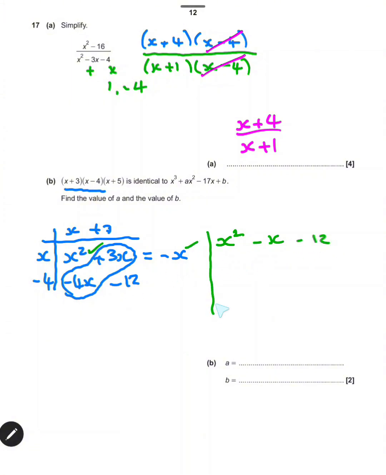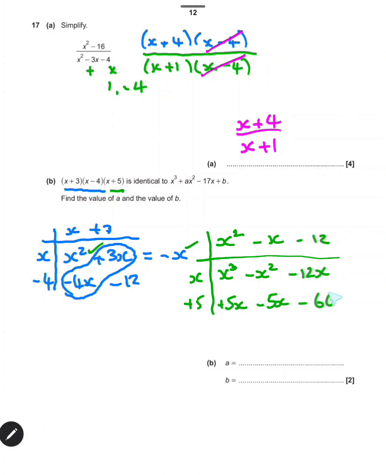And what I'm going to do is multiply that by the third bracket, which is x plus 5. X times x squared is x cubed. X times negative x is negative x squared. X times negative 12 is negative 12x. 5 times x squared is 5x squared. 5 times negative x is negative 5x. And 5 times negative 12 is negative 60.